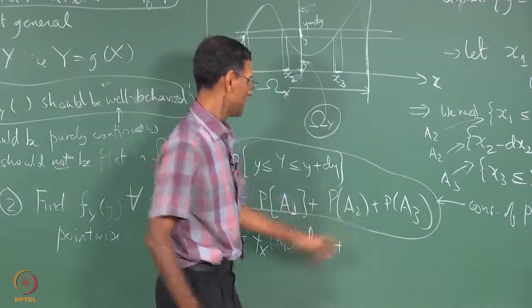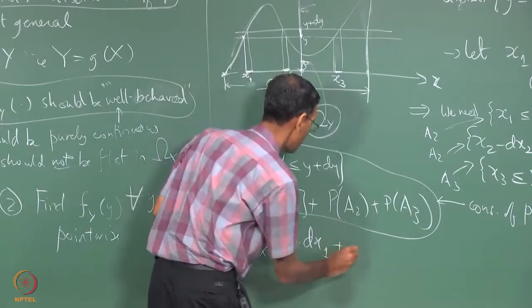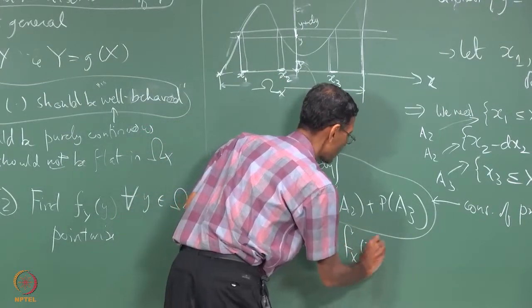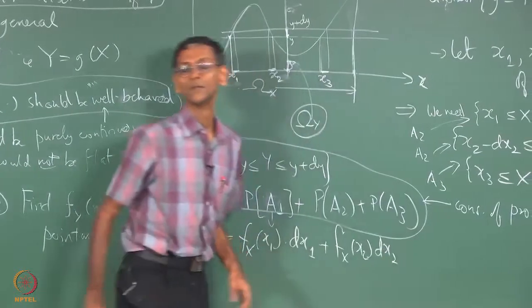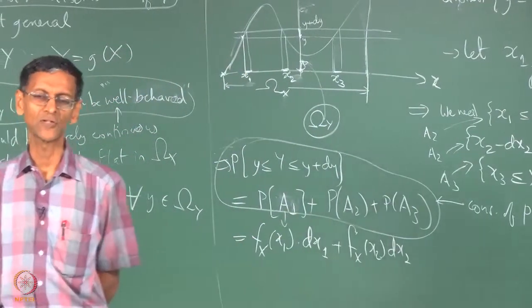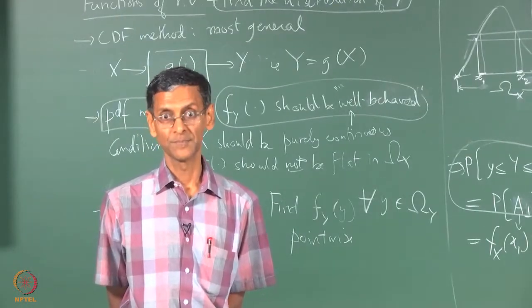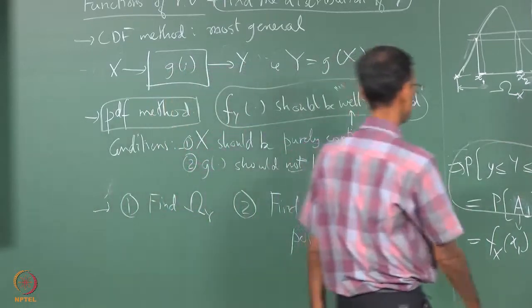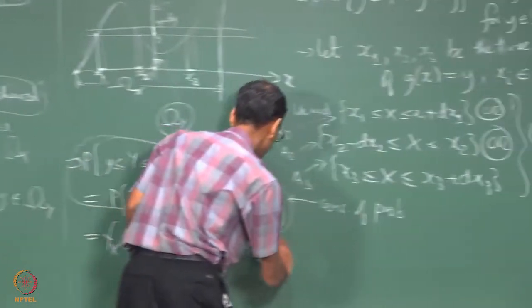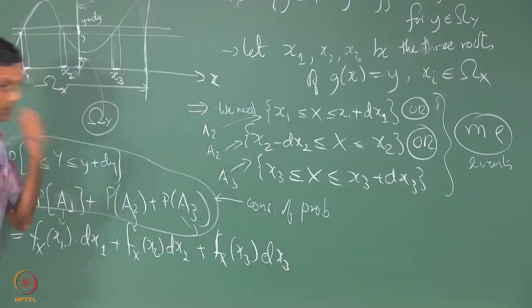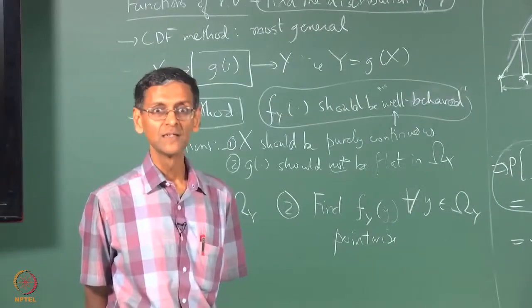So what about P of A2? Likewise, this is f_X of x2 times dx2, again dx2 is positive, and it does not matter whether in the interval it is to the left of x2 or to the right of x2. If dx2 is small enough, it is the same. Then P of A3 will be f_X of x3 times dx3. Now note that the magnitudes of dx1, dx2, dx3 can all be different. Why? Because the slopes can be different.